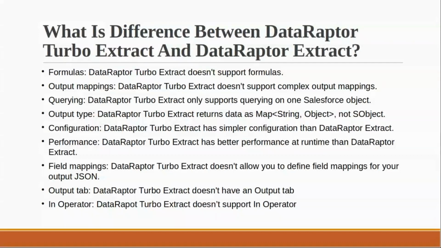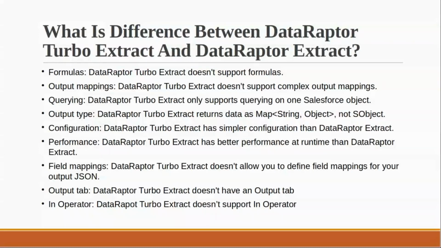Then, if we consider performance, at runtime it is always observed that Data Turbo Extract has high performance as compared to normal Extract. So it is always preferred by the Velocity platform that we should go for Data Turbo Extract whenever possible in terms of performance and configuration. Now, if we talk about field mappings, Data Turbo Extract doesn't allow us to define field mappings for our output JSON, as we discussed in the previous point that it is already handled by the Velocity platform.